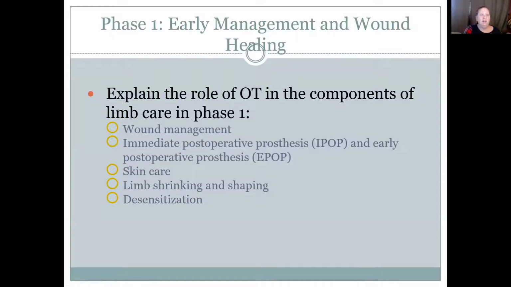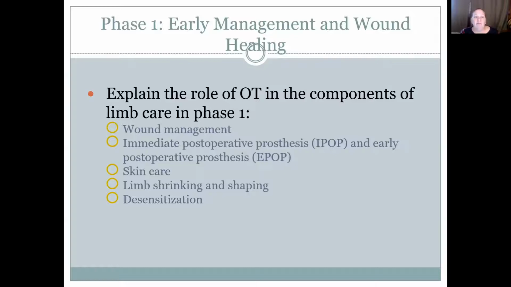So phase 1, okay, what is the role of OT in limb care, or residual limb in phase 1? Wound management is key, okay? A lot of times people have had an amputation because of poor wound healing. And that is something you need to be very aware of. Again, wound healing issues do cause amputations. So you would focus on wound management, skin inspection, skin care. Let me say those again. You need to know them. Skin inspection, skin care. Okay, scenario style question right there.